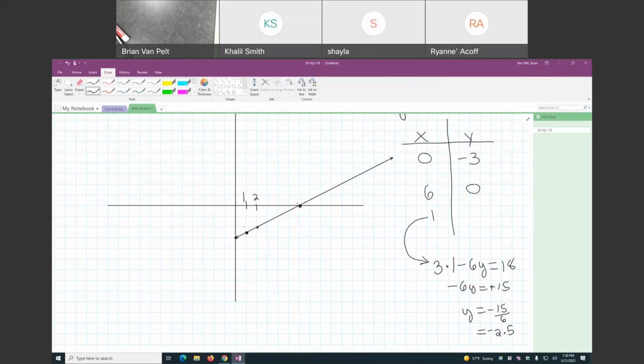Let's see. So when x was 2, this is getting way complicated. You would have 3 times 2 minus 6y equal 18. Right. Now that stuff right there is just 6. So I get -6y equals 12. And then when I divide by -6.